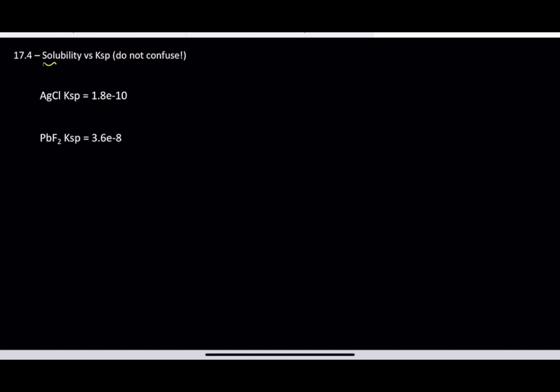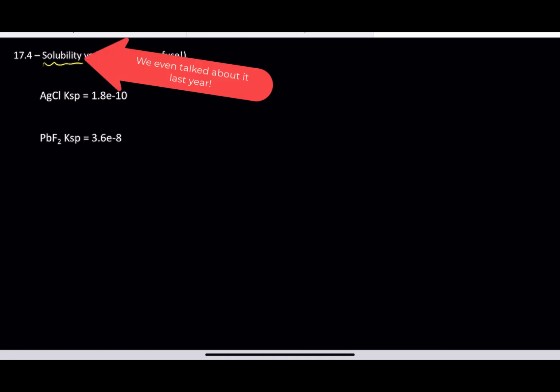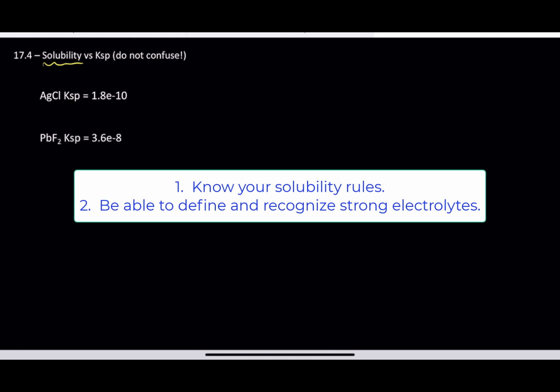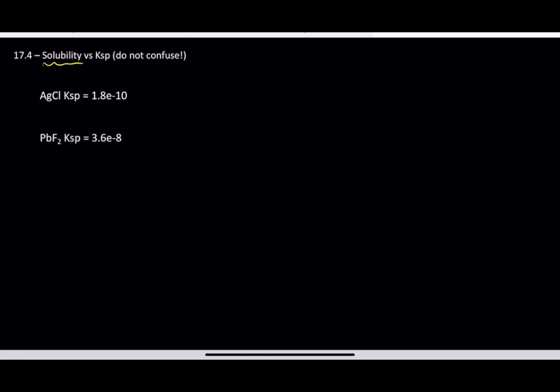Like the concept of solubility. That's something we've been talking about all year, where when we say that something is soluble, we mean that it does dissolve in water. If it's ionic, if it dissolves, it will also dissociate into ions. And solubility is the extent to which it will dissolve.